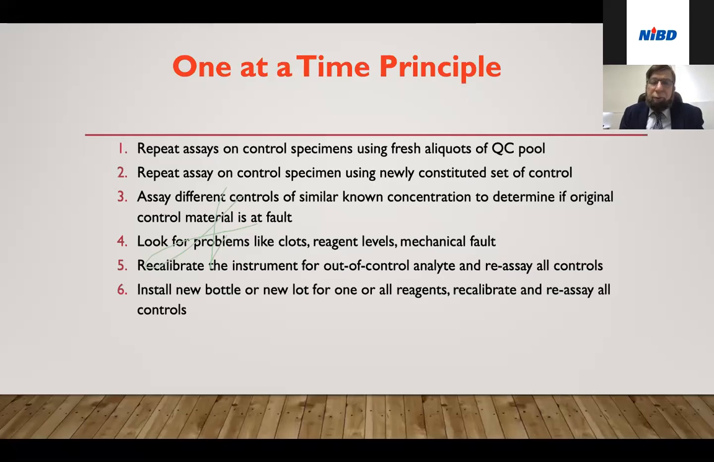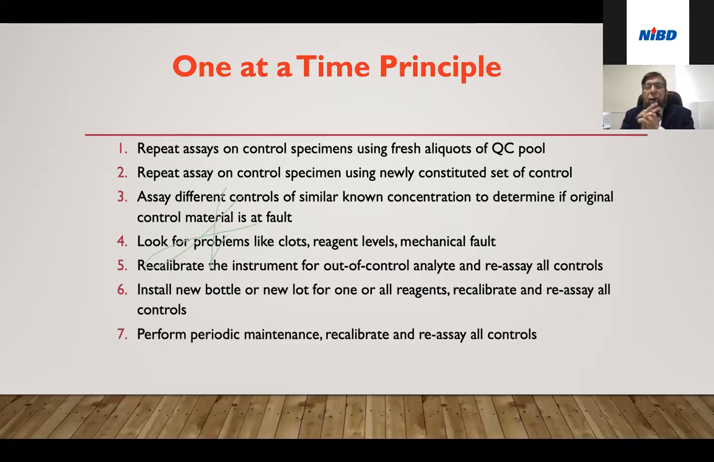Install a new bottle or new lot of one or all reagents, and recalibrate and reassay all. Perform periodic maintenance, recalibrate and reassay. So after each step, you have to reassay the controls until the control comes within the limits. This is the main point of today's talk, that you should change one factor at one time.